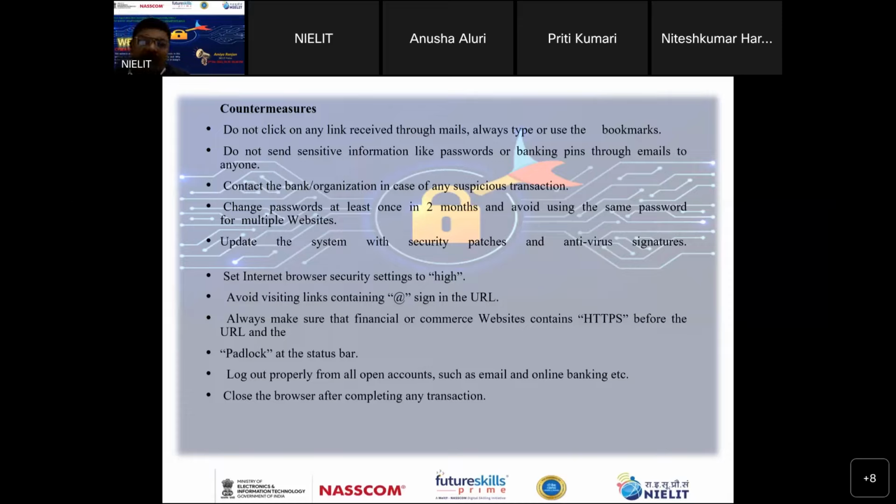Avoid visiting links containing the @ sign in the URL. Always make sure the financial or commerce website contains HTTPS before the URL and the padlock in the status bar. Log out properly from all accounts such as email and online banking. Close the browser after completing any transaction. These are the basic countermeasures which we should follow to prevent these types of mishappenings and any type of fraud.